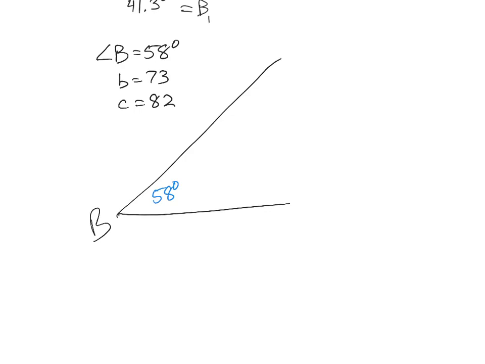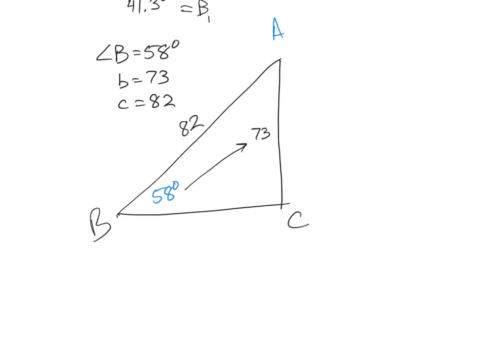All right, we'll put A up here, and C down here. And little c is 82, so this is going to be 82. And little b is going to be 73. Since the opposite side of the angle is smaller than the 82, then we have to have a hinge.